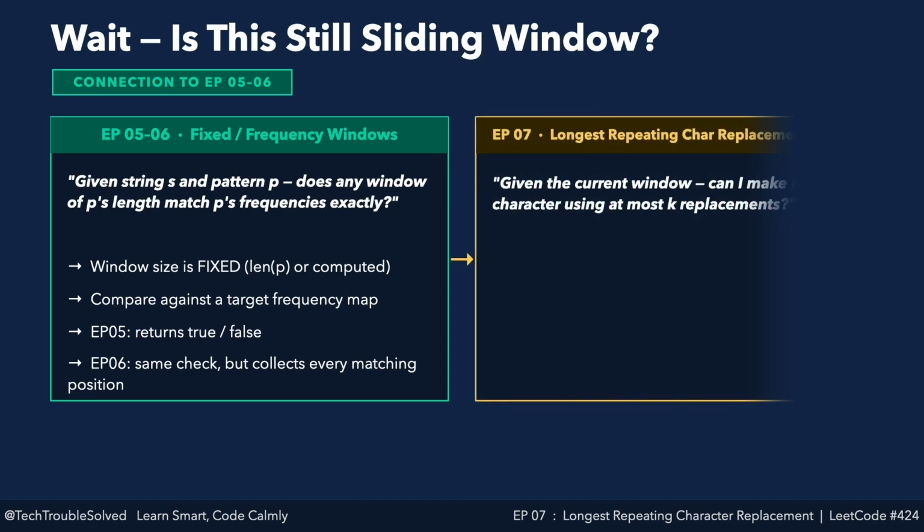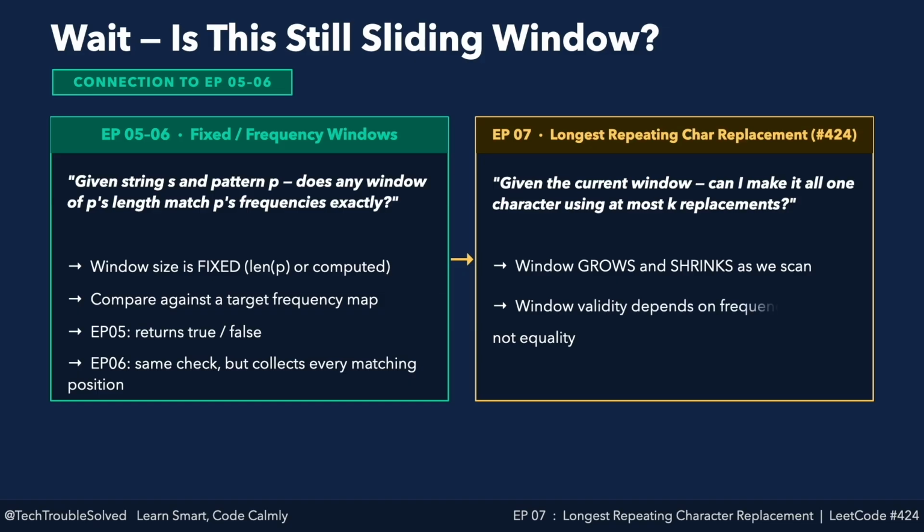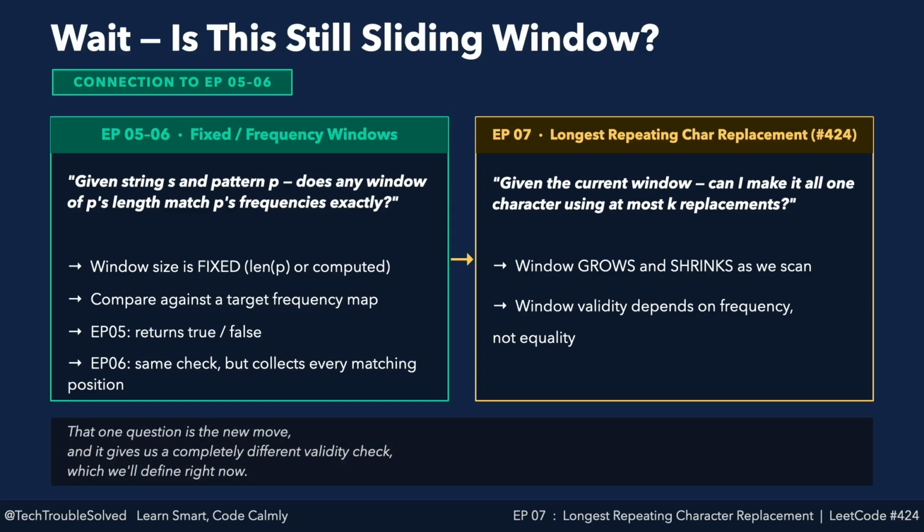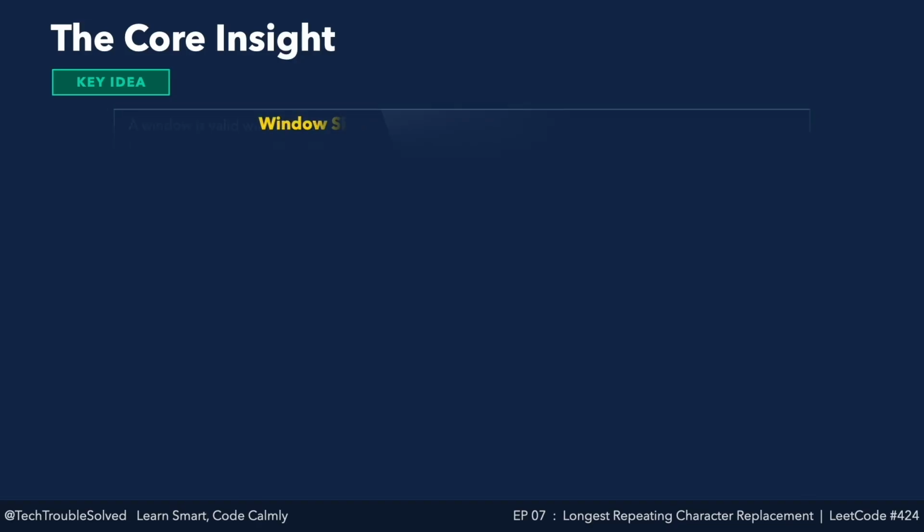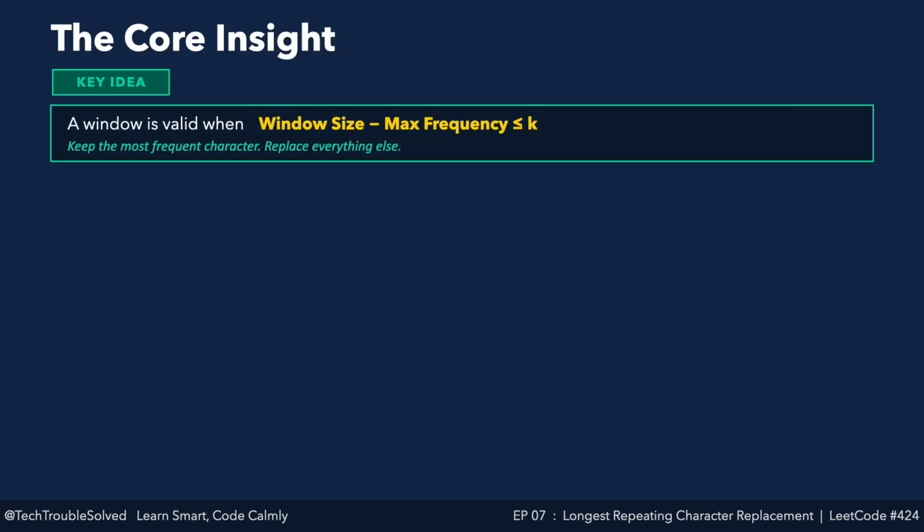Episode 7 has no fixed size, no fixed target. Instead, we ask, can this window be fixed with at most k replacements? That one question is the new move, and it gives us a completely different validity check, which we will define right now. Here is the rule, and it's the whole video.